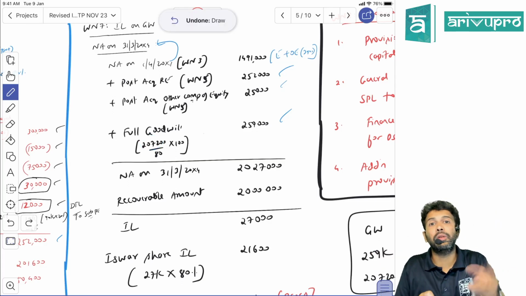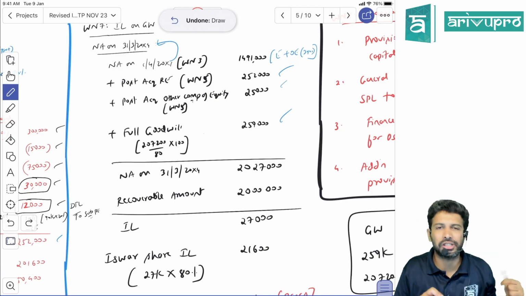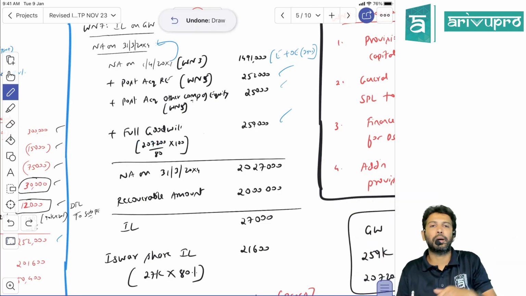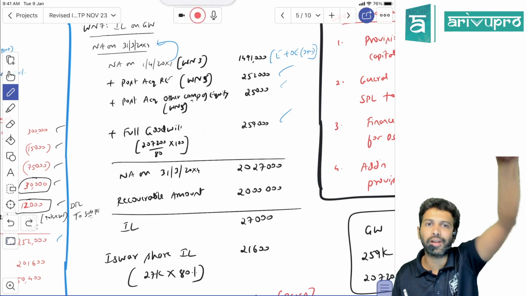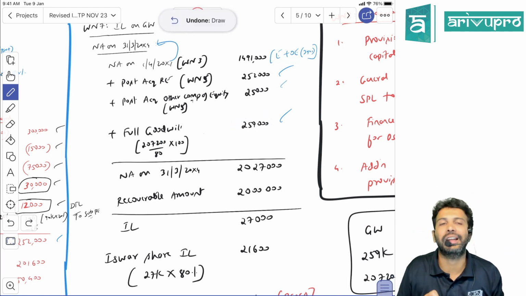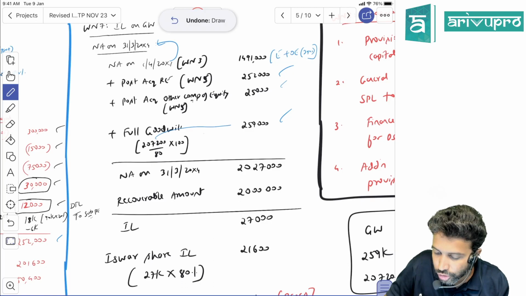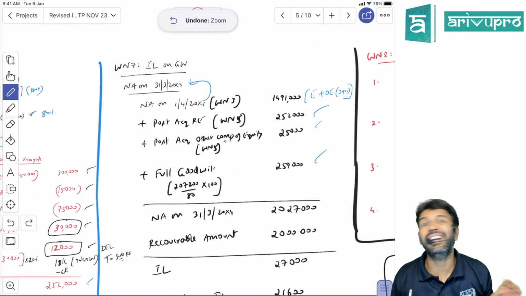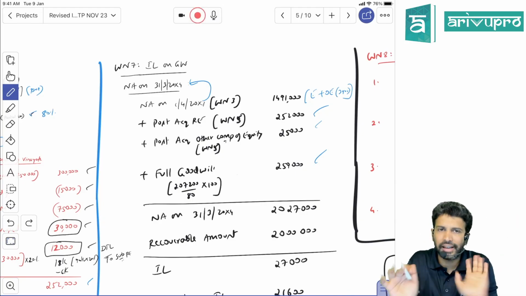2,07,200, sir, is the goodwill for 80%. For 100%, how much? Prorated. 207,200 into 100 divided by 80 gives you 2,59,000. So the difference between 207,200 and 259,000 is nothing but notional goodwill, which is what we used to refer to in the IND AS 36 problems that I've already included and that you have got.